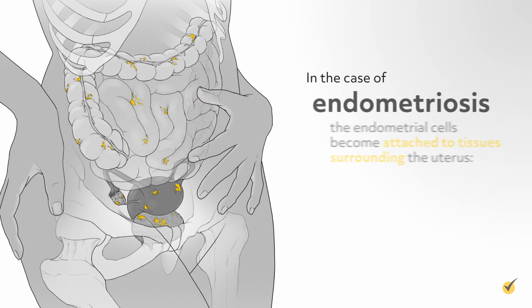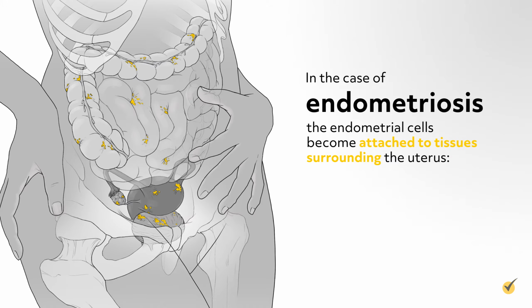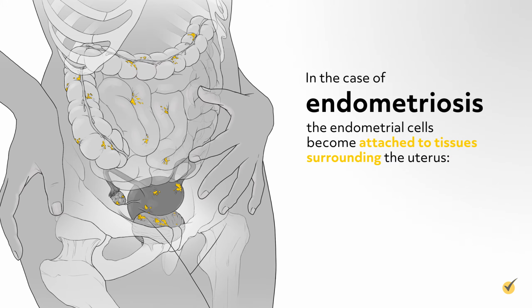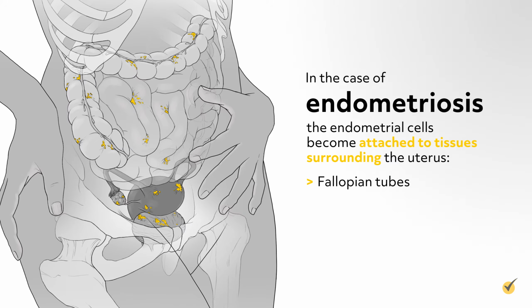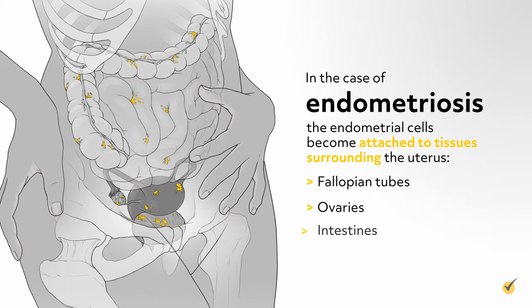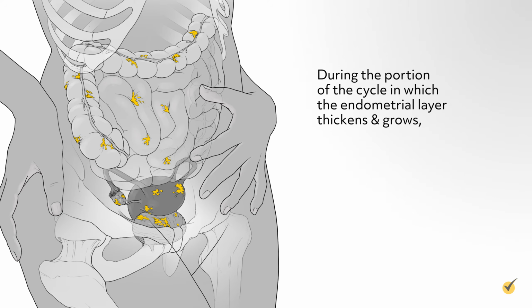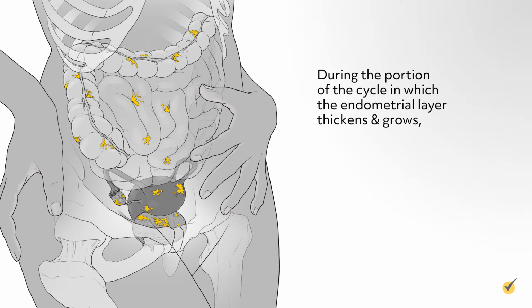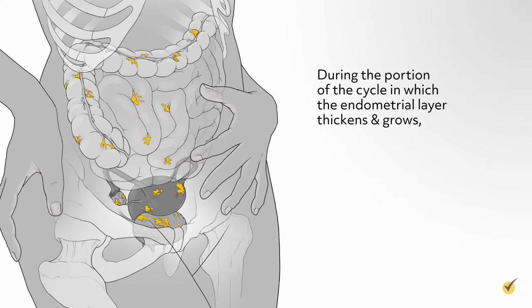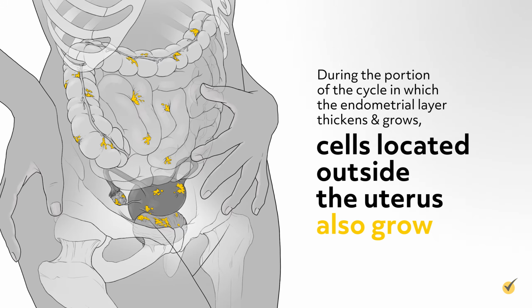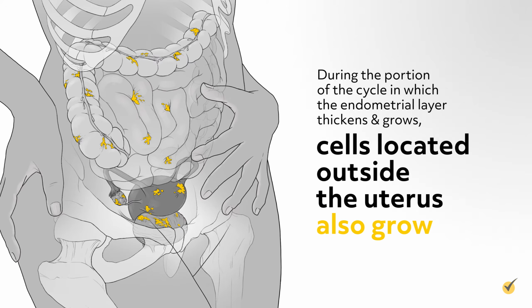In the case of endometriosis, the endometrial cells become attached to tissues surrounding the uterus, such as the fallopian tubes, ovaries, or the intestines. During the portion of the cycle in which the endometrial layer thickens and grows, in preparation for the possibility of implanting a fertilized ovum, the cells located outside the uterus also grow.